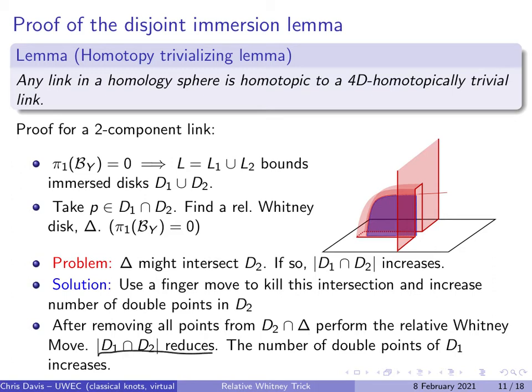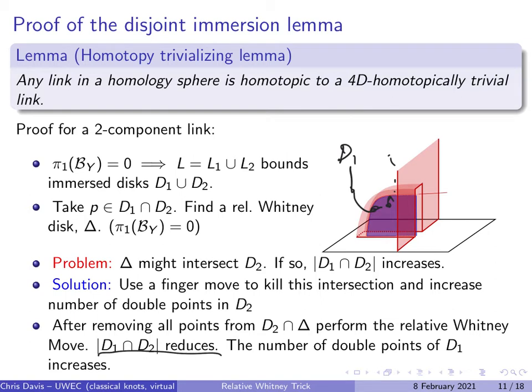This number will decrease. So something that I didn't do was remove points between D1 and the relative Whitney disk. So I might increase the number of double points of D1. That's just fine. In fact, the relative Whitney disk had no reason to be embedded. It may have been immersed.